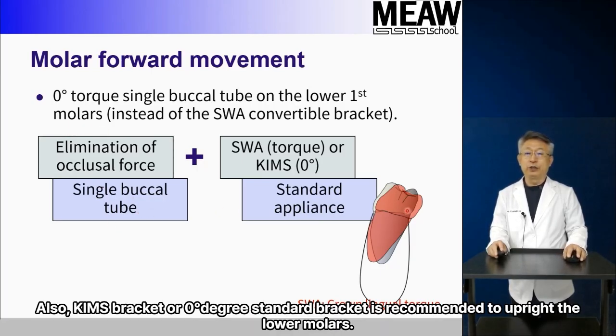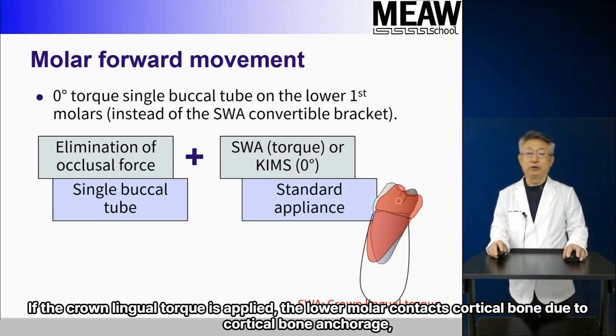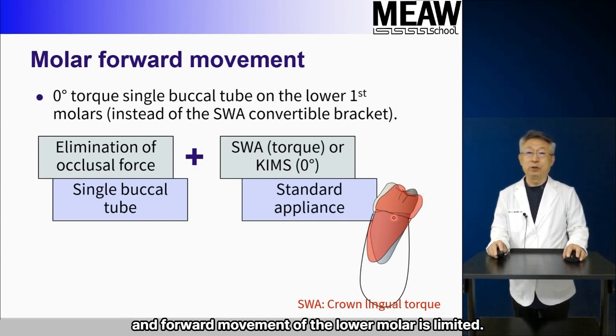Also, Kim's bracket or 0 degree standard bracket is recommended to upright the lower molars. Generally, the crown lingual torque is applied in the SWA bracket. If the crown lingual torque is applied, the lower molar contacts cortical bone due to cortical bone anchorage, and forward movement of the lower molar is limited.